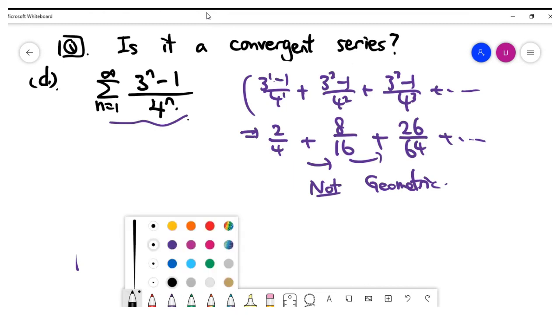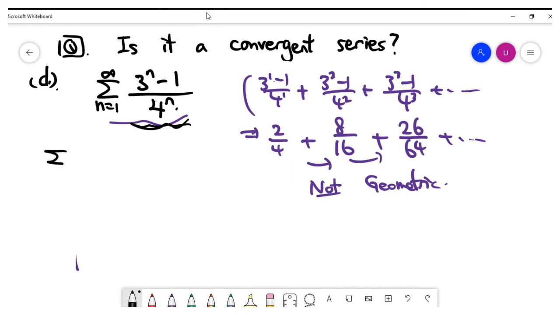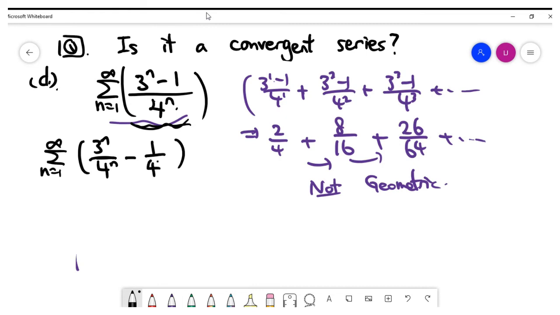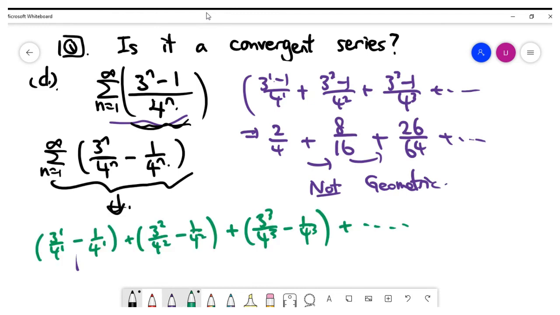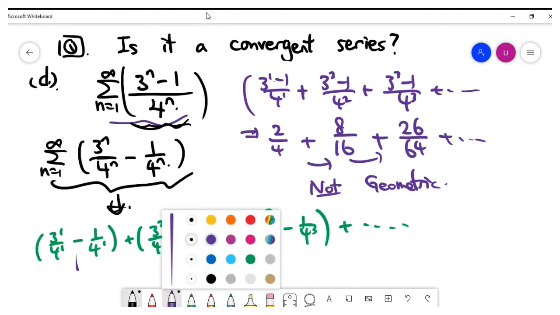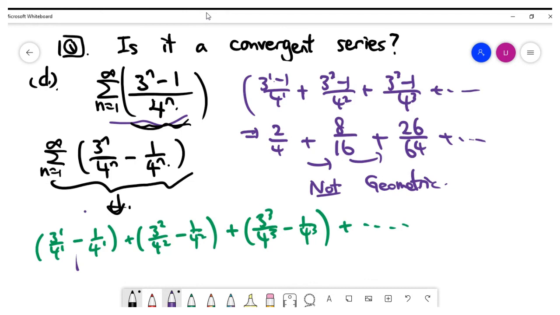However, if you are being clever about the terms here, we can actually split the big term inside into 2 smaller terms. The first one is 3 to the power n divided by 4 to the power n. The next one is minus 1 over 4 to the power n, right? And in case you still don't know what's happening, let me write it down here. So please look at how it's like if you try to expand it term by term, and I hope you can try to take a look like this.